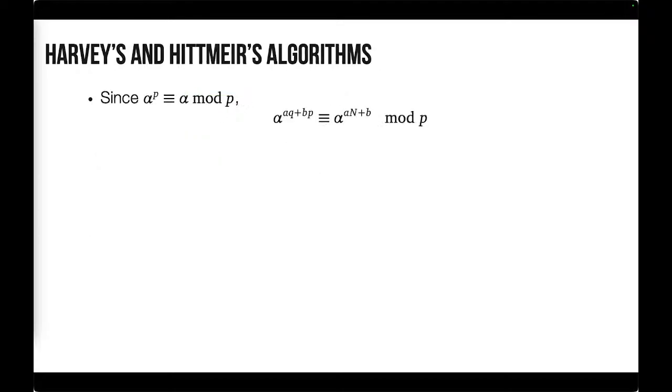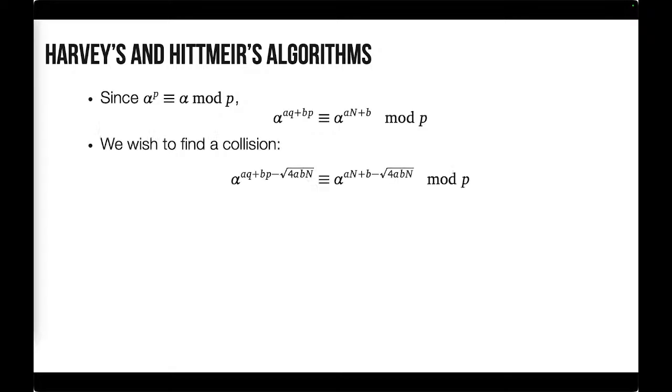What you notice is that alpha to the power of p equals alpha modulo p. Which means, again, by just using this identity, you get that alpha to the aq plus bp equals alpha to the an plus b modulo p. Or maybe another way to write it is like this.